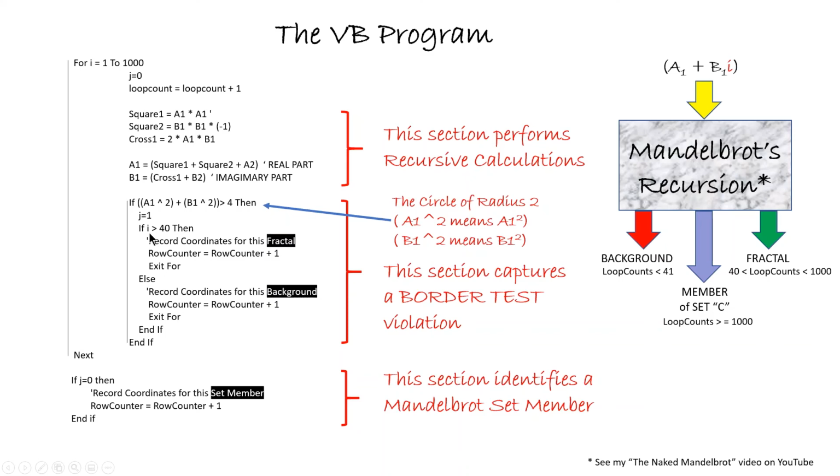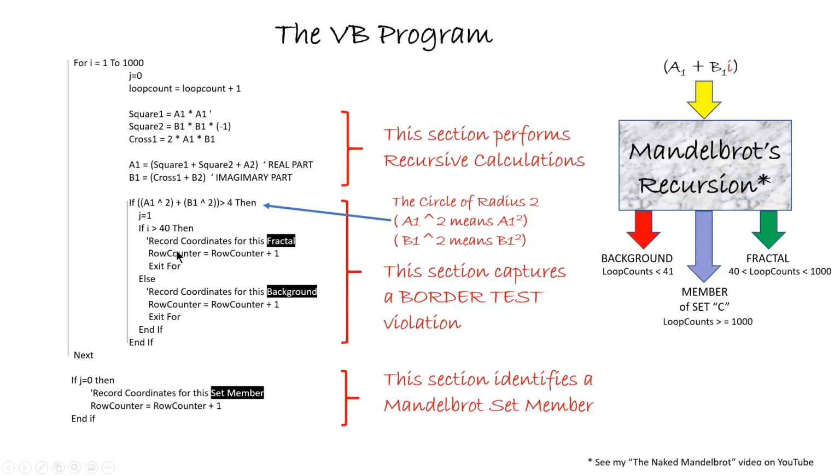And so we're saying if I, and by the way, I is the same as the n that we were using before, so let's not get that confused. We're saying if n or I is greater than 40, then it's a fractal. We need to record those coordinates and do the row counter, whatever else we need to do, and we get out of there with j set to 1, by the way.